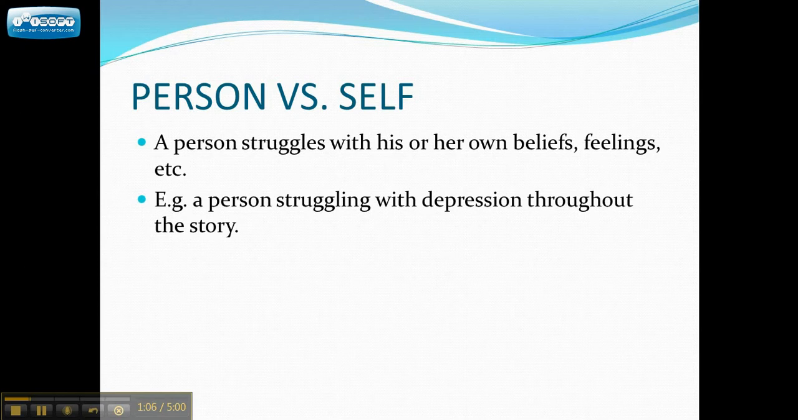Person versus self is a little bit different. This is when a person struggles with his or her own beliefs, feelings, and that sort of thing. So you might have a story about somebody struggling with depression, and in that case they're sort of trying to overcome their own attitudes, their own feelings, in order to change their lives. So person versus self is when you have some sort of inner conflict, whether that's depression or self-doubt or anything like that, where you really have to try to change the way that you live your life.